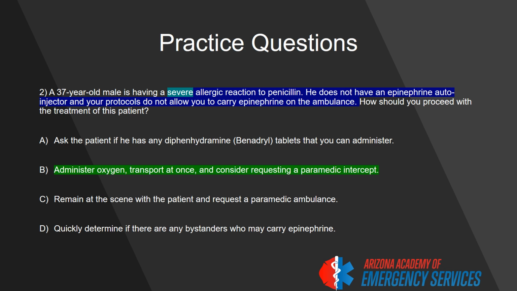And answer option D, quickly determine if there are any bystanders who may carry epinephrine. Again, per National Registry standards, in accordance with the 6 rights of every drug administration, we want to make sure that this is the right drug for the right patient. So either we are administering our medications that we carry on the ambulance as providers that we can administer universally to anybody that meets our protocol requirements, or we are helping to administer the patient's own prescribed epinephrine.